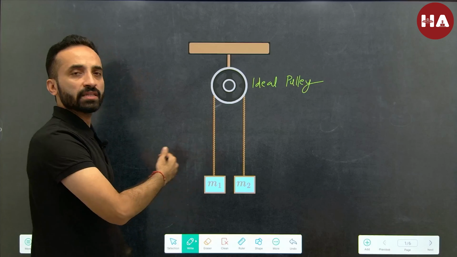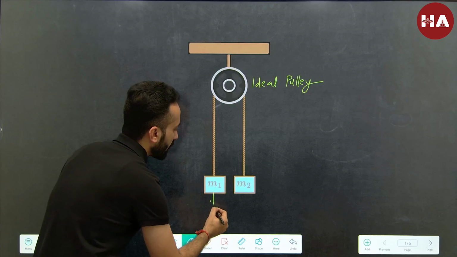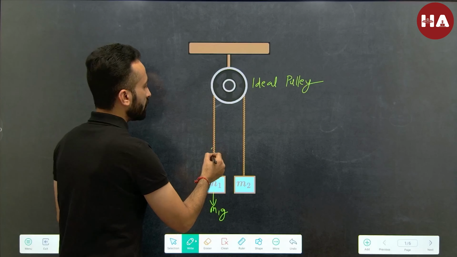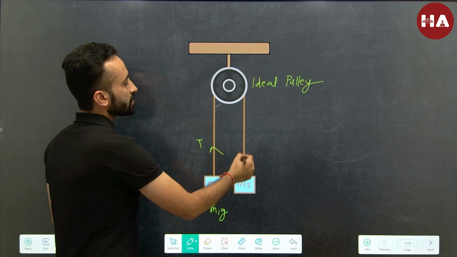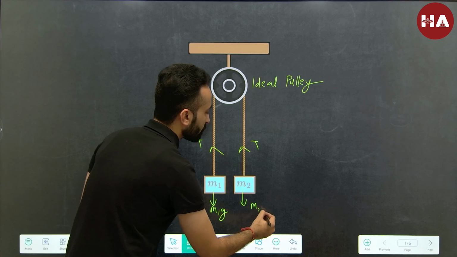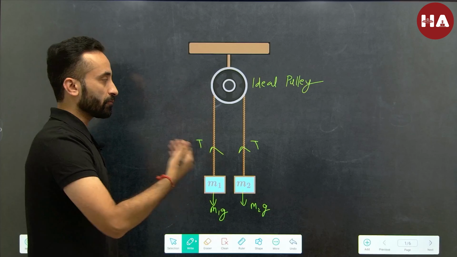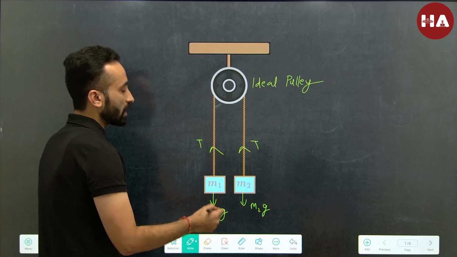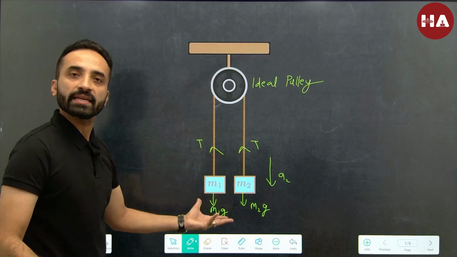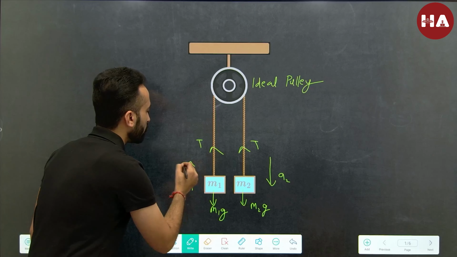Alright. So when this diagram comes to your mind, you will quickly draw the free body diagram, and that is going to be mg downwards for m1 and tension upwards. Similarly, tension upwards and m2g downwards. So this is the basic pulley problem that I am discussing for reference for further problems. Alright. So now you will say, let's say m2 is greater than m1, then it should fall while m1 should rise.